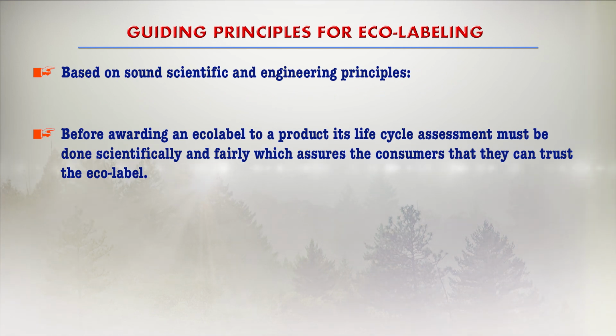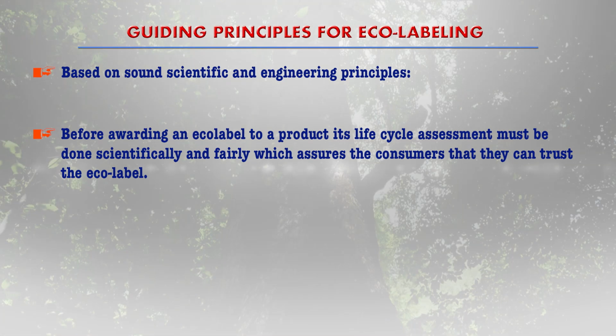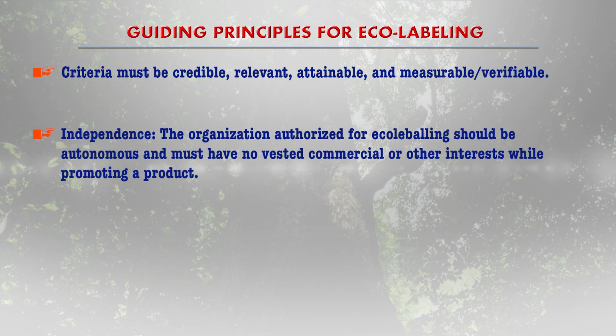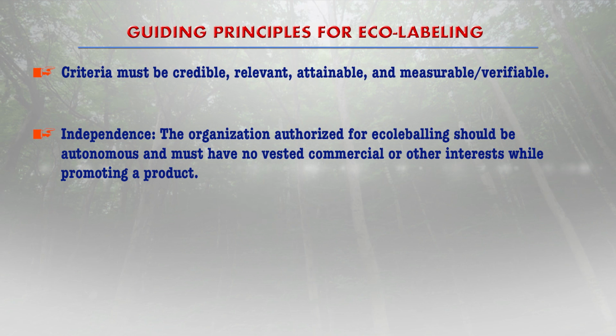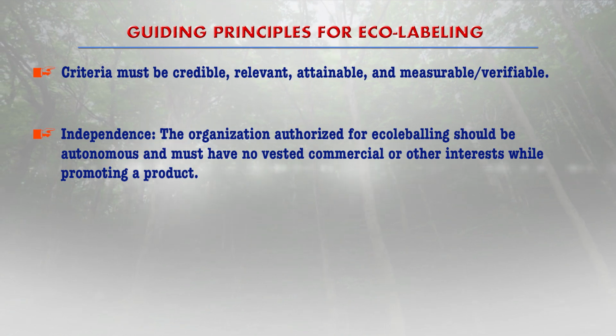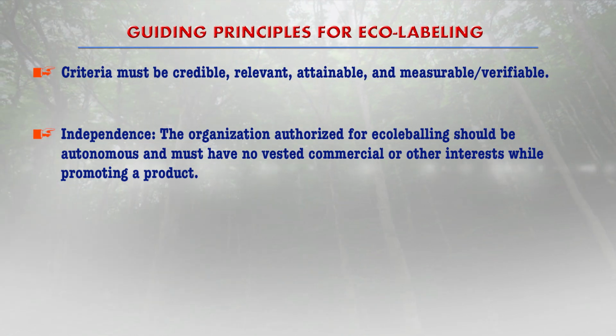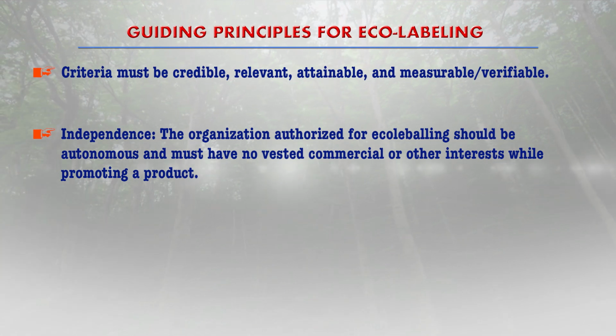It should be based on sound scientific and engineering principles. Before we award an eco-label to a product, its life cycle assessment should be done systematically and scientifically, and it should assure customers that they can trust this eco-label. The criteria must be credible, relevant, attainable, measurable and also verifiable. Independence: the organization authorized for such eco-labeling should be autonomous and should have no vested commercial or other interest when promoting a product.